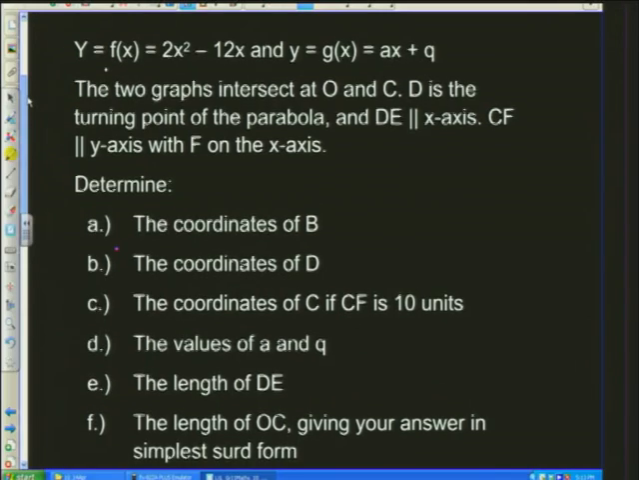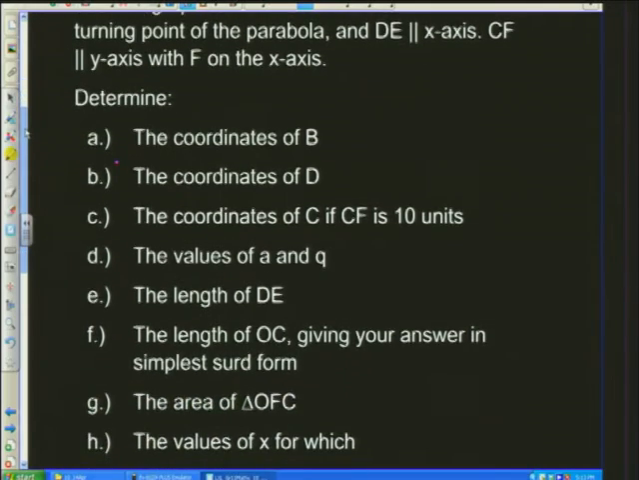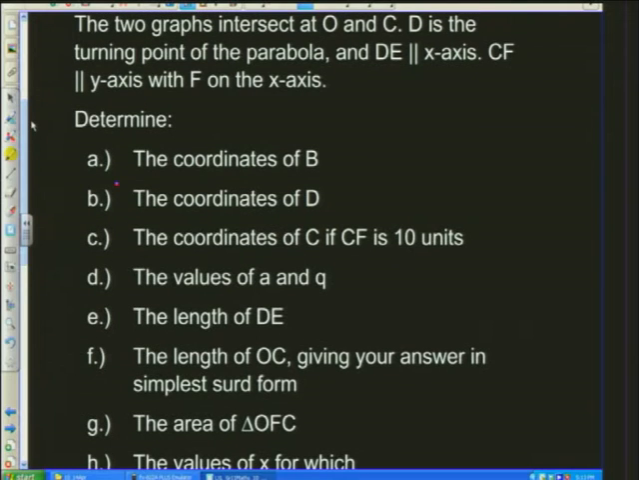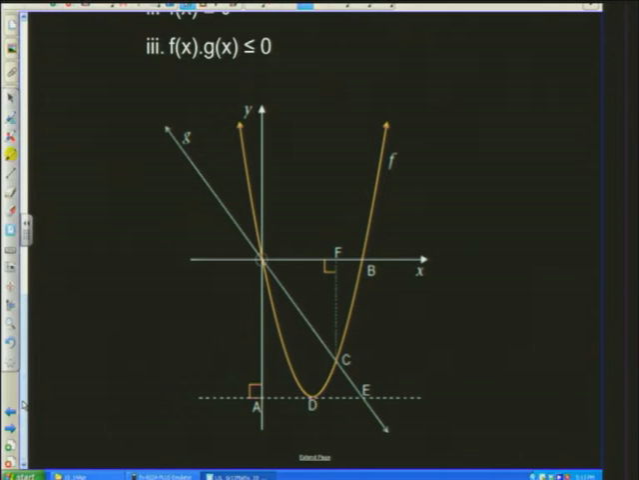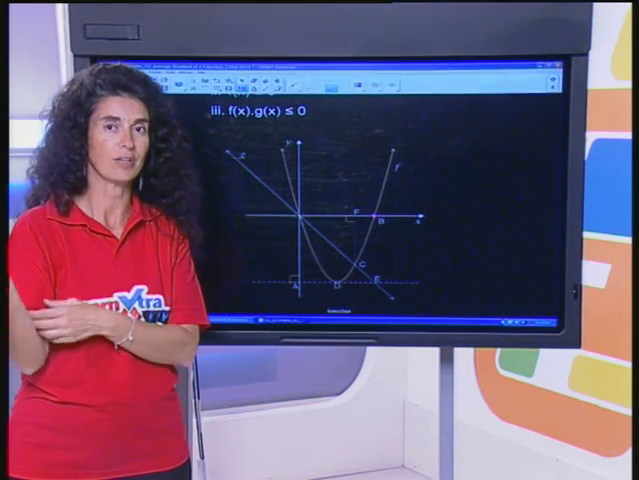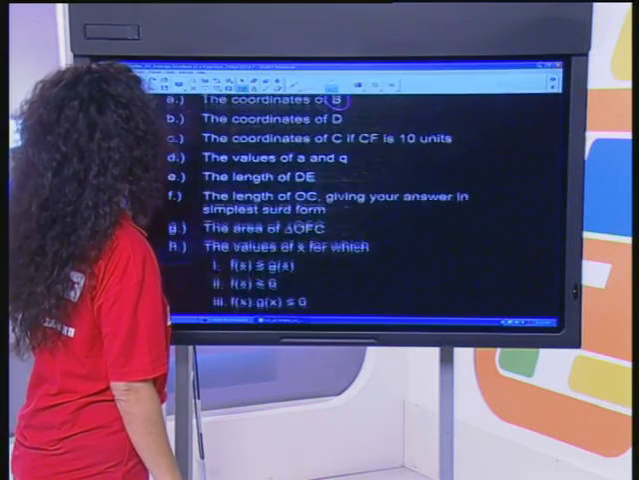D is the turning point of the parabola, and D is parallel to the x-axis, and CF is parallel to the y-axis with F on the x-axis. Okay, so let's just chat about the coordinates of B. What is B and how would we work its coordinates out? B is this little x-intercept here. If it's the x-intercept of the parabola, we'll go to the parabola, which has been given to us as 2x squared minus 12x, and we can certainly work out what the coordinates of B are.